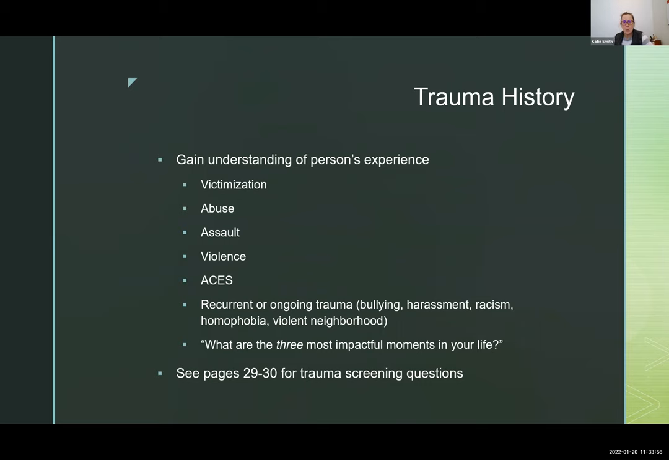Trauma history. We want to gain an understanding of a person's experience. So we're looking at victimization. Have they ever experienced or been the victims of a traumatic event? We're looking at abuse, assault, violence, ACEs scores. We can give ACEs screenings. When we're looking at trauma history, it's not best practice to just hand them the ACEs screening sheet, right? This is something that we can do verbally. It's always helpful during the assessment, but if we're not having that rapport with the client, if it's been tough to build, and maybe they're really guarded because of their history, that makes sense. Like I said at the beginning of this lecture, we're always assessing, so we can bring this back in.